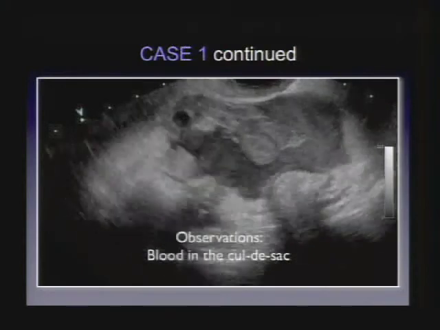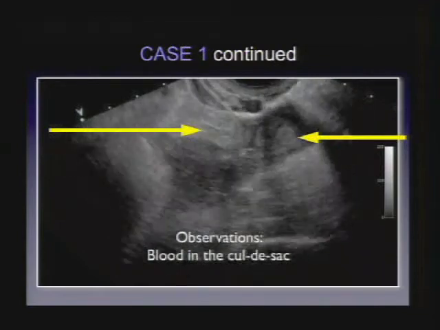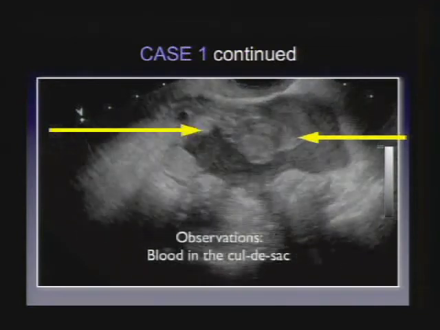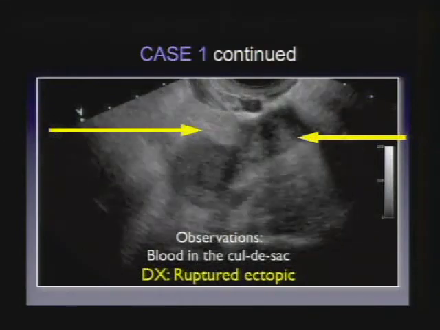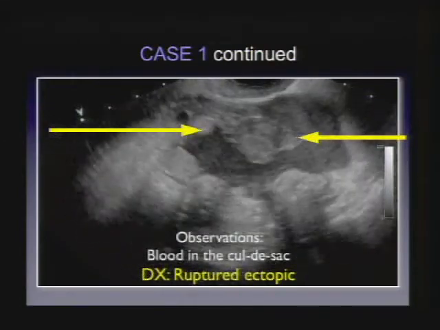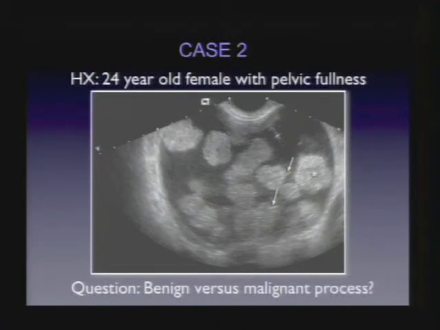So at this time, as you can see here, complex fluid, not only simple fluid, in the cul-de-sac. The diagnosis here you should entertain is ruptured ectopic pregnancy. Next case is a young woman, 24, with pelvic fullness. The question I have here is, is this a benign or a malignant process?